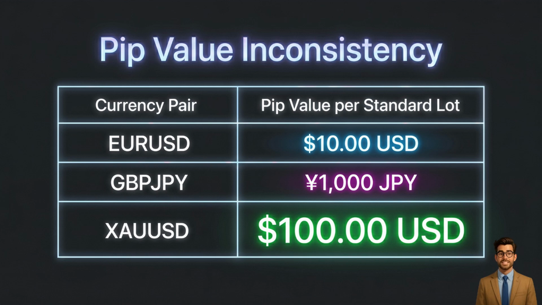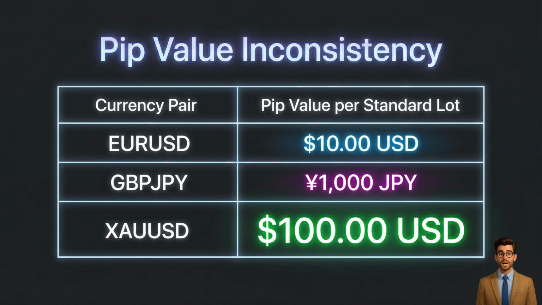The biggest misconception in retail trading is that a pip is worth a fixed amount of money. Beginners assume that if they risk 20 pips on the euro dollar, it will cost them exactly the same amount of money as risking 20 pips on the British pound Japanese yen. This is mathematically false. The Forex market operates in currency pairs, meaning the value of a pip fluctuates depending on the quote currency, the second currency in the pair.